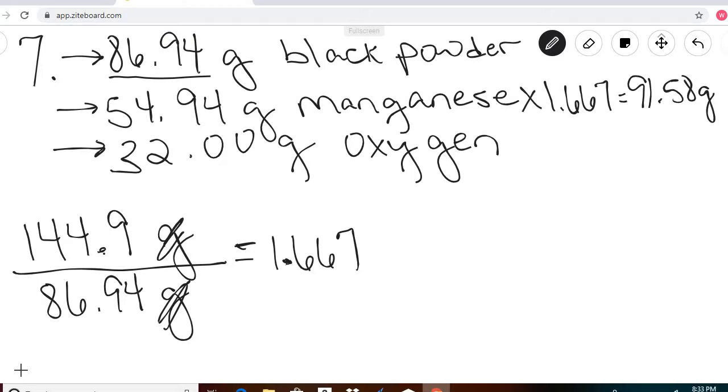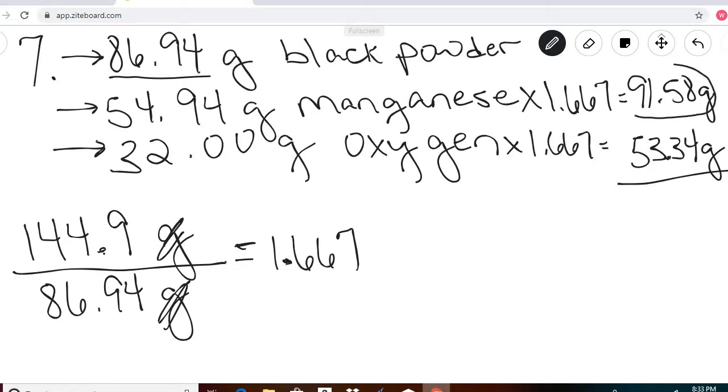And then we'll do the same thing with the oxygen. 32 times 1.667 will give us 53.34 grams of oxygen. Okay, so I multiplied this times the multiplier 1.667. So to make 144.9 grams of the black powder, we would need this much manganese and this much oxygen.